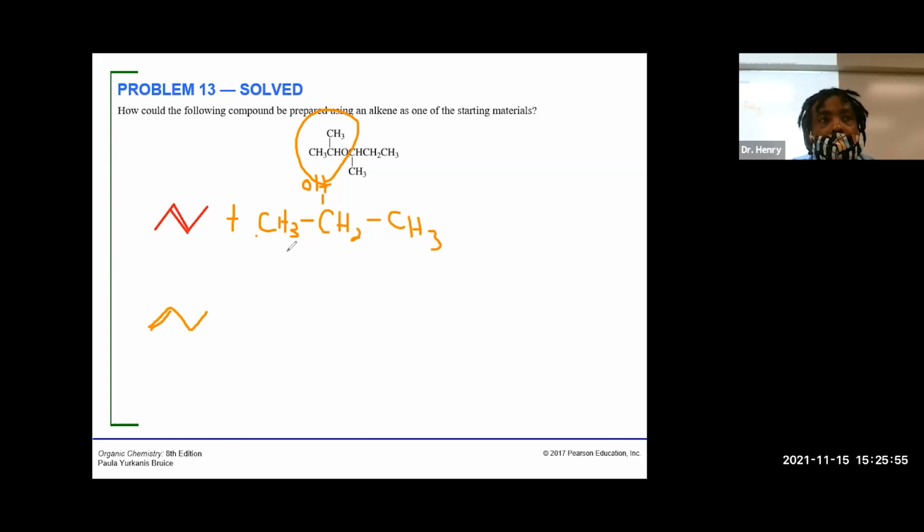Do we need a catalyst? No, we don't need a catalyst. It's just going to happen on its own. What do I need for a catalyst? I need an acid catalyst. So the only one that we've talked about so far has been sulfuric acid.